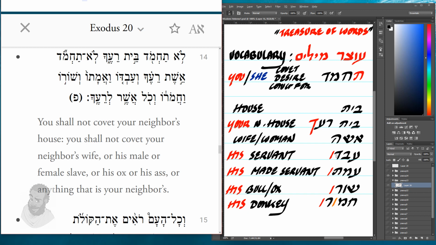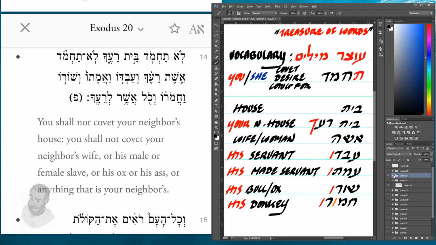Amatho, his, wow, spelled that wrong. His maidservant. Okay, when you have the wow, it becomes his, because this is ama. Ama means female servant. Amatho becomes his female servant. Okay, then you have shor, which is ox or bull. Shoro, his bull. Now you have hamor. Hamor means donkey or ass. Hamoro, his donkey. I put the wow here in orange because it's spelled this way.